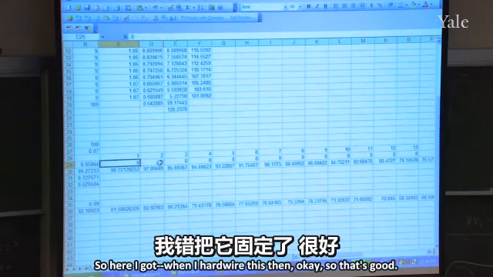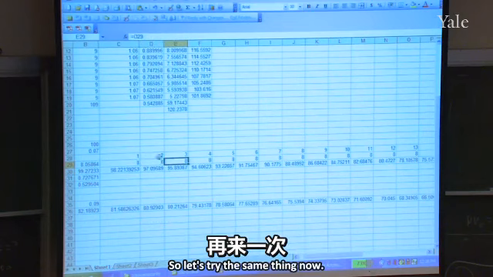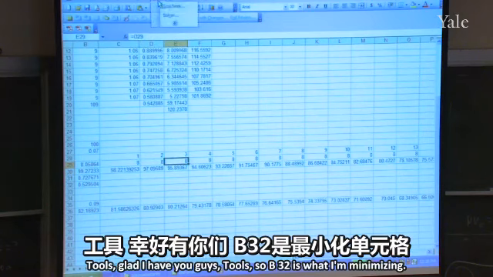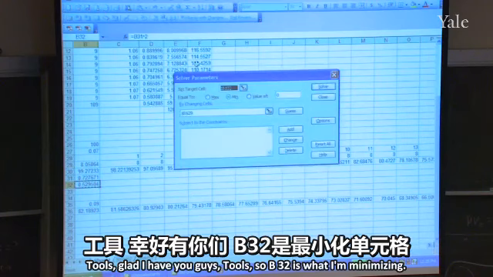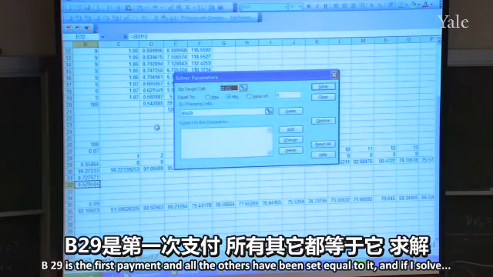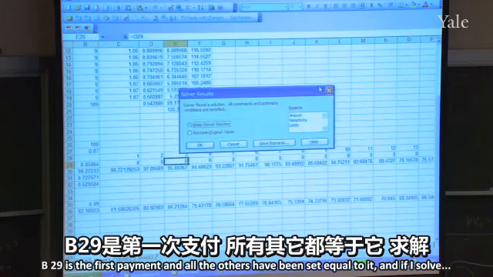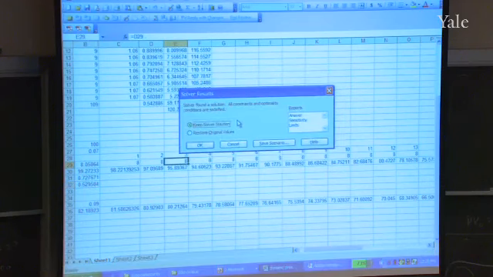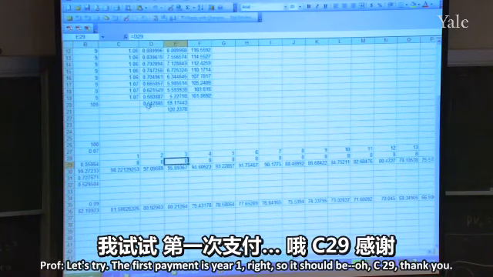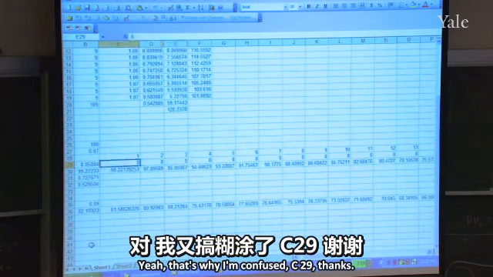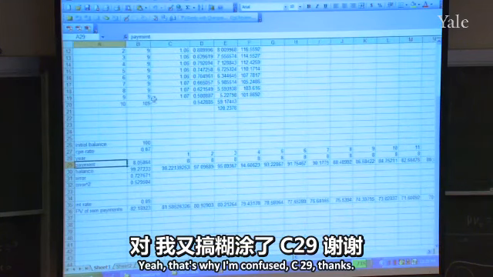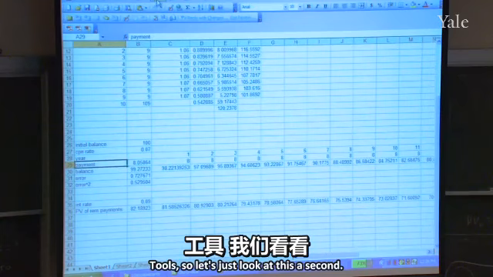Okay, so here I'm going to hardwire this, and okay, so that's good. So let's try the same thing now. Tools, okay, so B32 is what I'm minimizing. B29 is the first payment, and all the others have been set equal to it. And if I solve, all right, let's try. The first payment is at year 1, right? So it should be, oh, C29, thank you. Yeah, that's why I'm confused. Okay, C29, thanks.